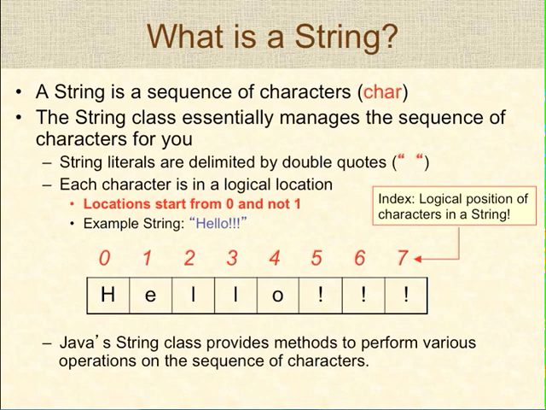Now, a string is simply a sequence of characters, and typically we create string literals with double quotes. If you're thinking about locations within a string, the numbering starts from 0. So, for instance, in the word hello with three exclamation points, the second location would be an L.